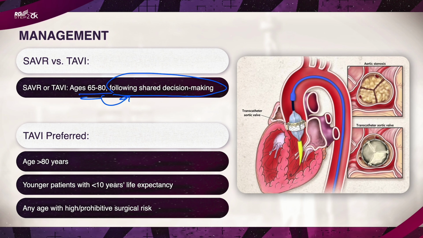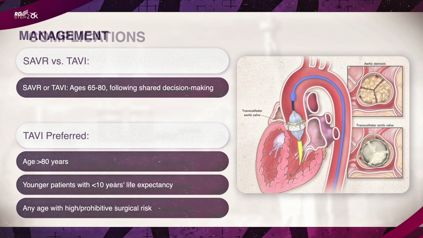TAVI, transcatheter aortic valve implantation, is a less invasive procedure where a new valve is inserted via a catheter, usually through the femoral artery, and deployed inside the diseased aortic valve. It is preferred in patients over 80, in younger patients with less than 10 years of life expectancy, or in those of any age with high or prohibitive surgical risk. That makes sense, right? It's less invasive.